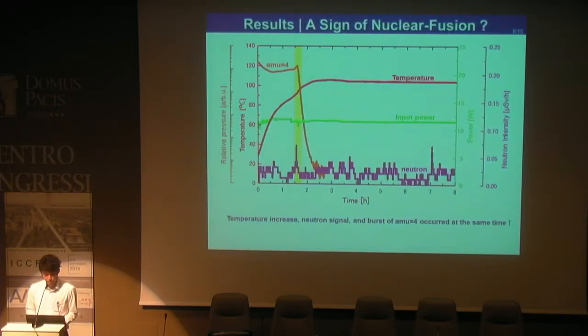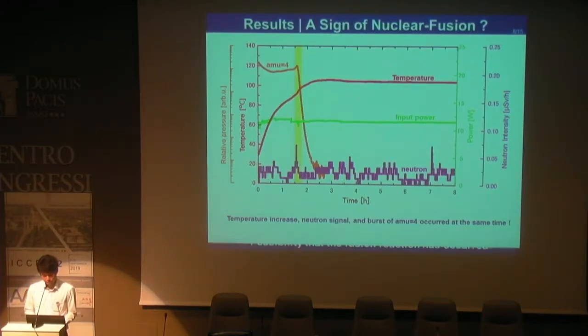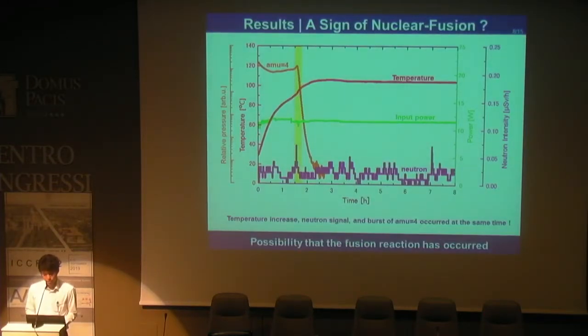This slide summarizes the results of a series of experiments using a YAG laser. As you can see, temperature increase, a neutron signal, and burst of mass number 4 occurred at the same time. We suggest a possibility that the fusion reaction has occurred.